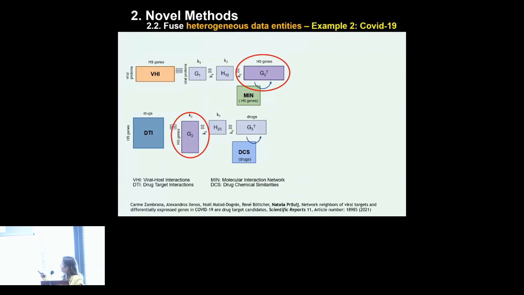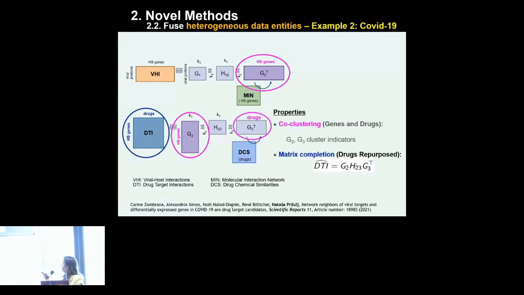And again, so basically we simultaneously factorize viral human genes into matrix factors. We constrain with molecular interaction networks. We share the matrix factor to ensure data fusion, and these are drug-target interactions. So we have co-clustering property here for genes and drugs, and then matrix completion for drug-target interactions.